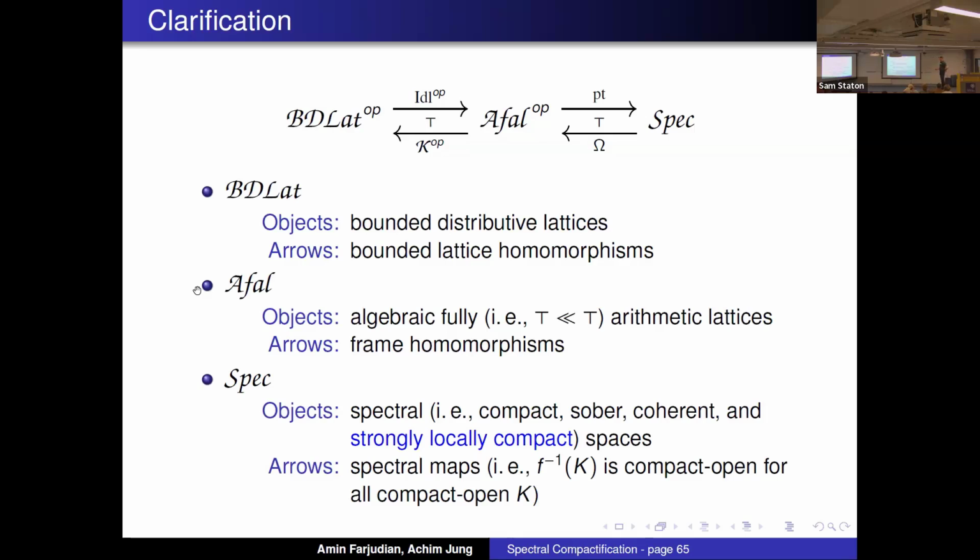Spectral spaces are, by definition, compact, sober, coherent. So these three mean like the usual topological spaces that you work with. The fourth one, which is strongly locally compact, is a little bit odd. That is not the kind of topological spaces that we work with every day. Spectral maps are the ones that preserve the spectral structure. So if you take any compact open set, the inverse image must be compact open. Compact open really means compact and open.